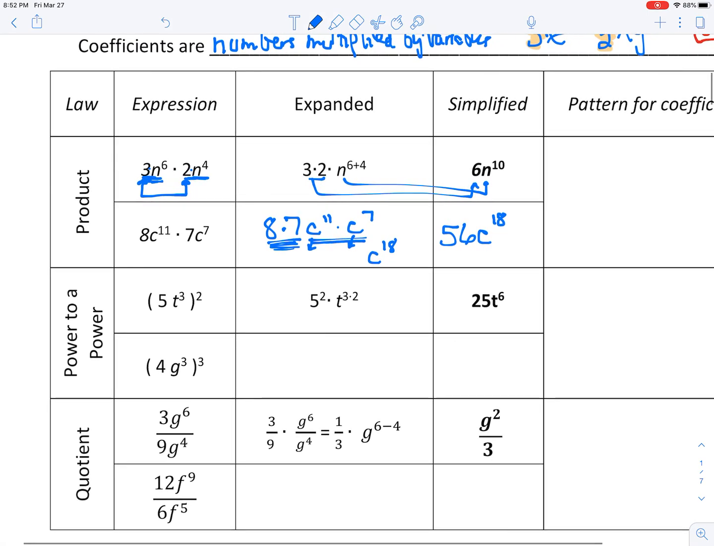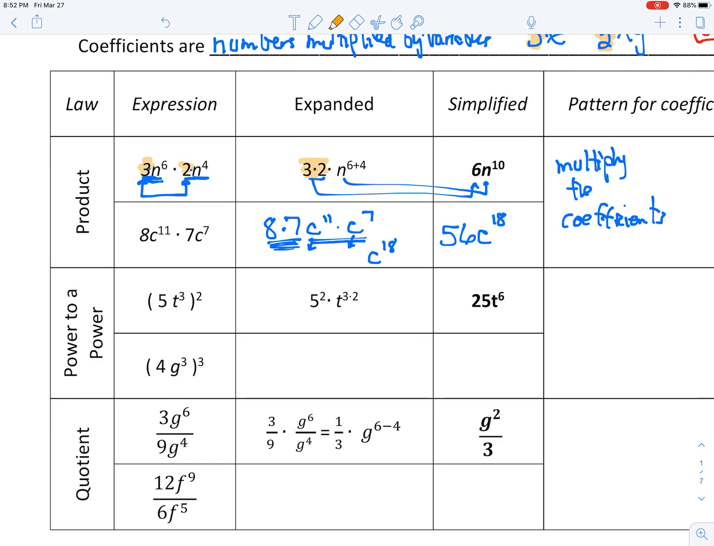The pattern for this, for the coefficients, is you multiply them. I'll highlight where that happens. The coefficients were 3 and 2. 3 and 2 get multiplied. The coefficients were 8 and 7. 8 and 7 get multiplied.